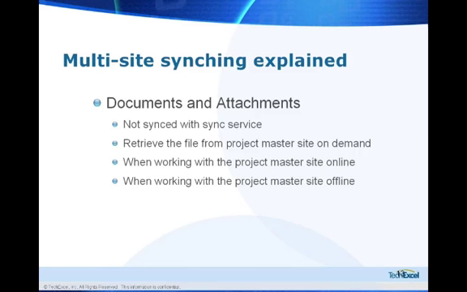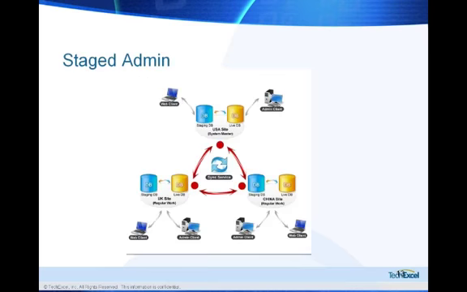So the first time you are going to download it from the project master, but after that, any user is going to be accessing a copy that's local, which will greatly increase the speed at which you can access those documents. If for some reason you're disconnected from the project master site, it'll always grab a local copy if it is available, or if it is unavailable, then you would need to wait till you had connectivity again.